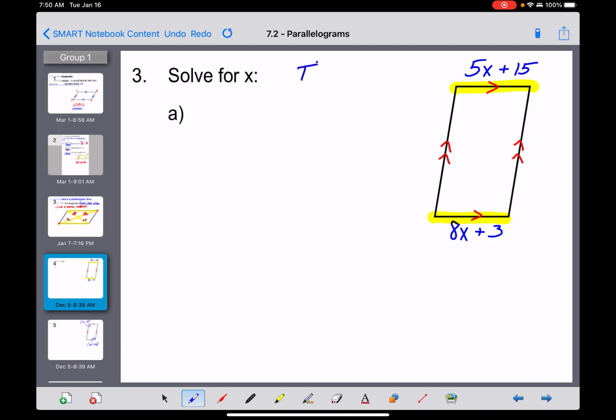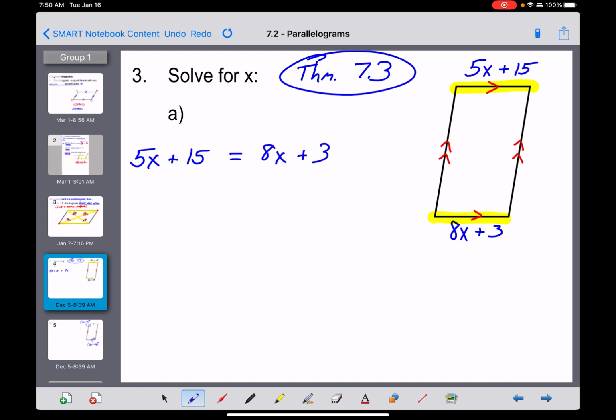So you don't need to write this down, but it's not a bad idea to write Theorem 7.3. That's kind of our guiding light on this problem right here. Opposite sides in a parallelogram must be congruent. So I'll take my top, 5x plus 15, and set that equal to our bottom side, which is going to be 8x plus 3.